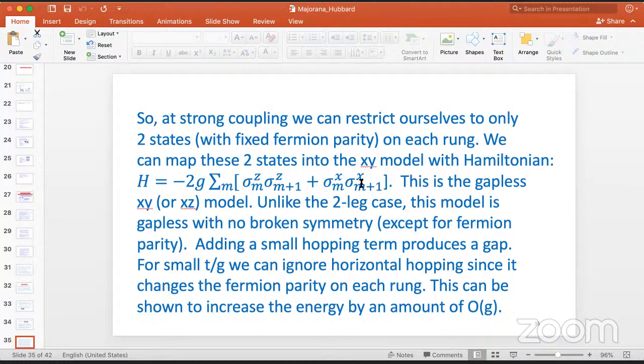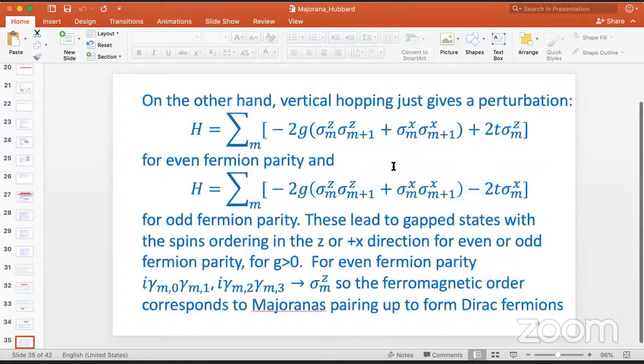So if we add a hopping term in the y direction, for small t over g, we can ignore horizontal hopping since it changes the fermion parity in each rung. This can be shown to increase the energy by an amount of order g. On the other hand, vertical hopping just gives a perturbation, a t term, which is kind of like a magnetic field.